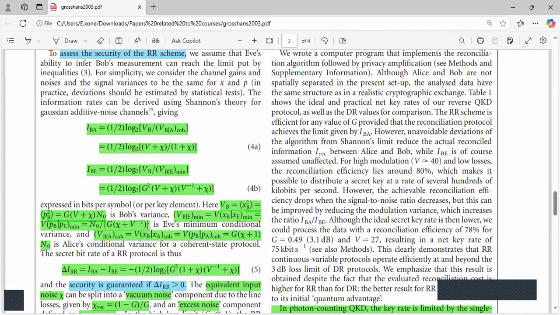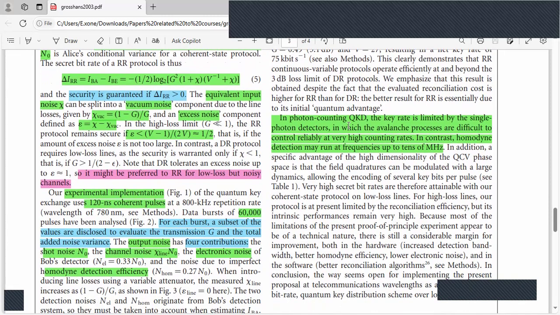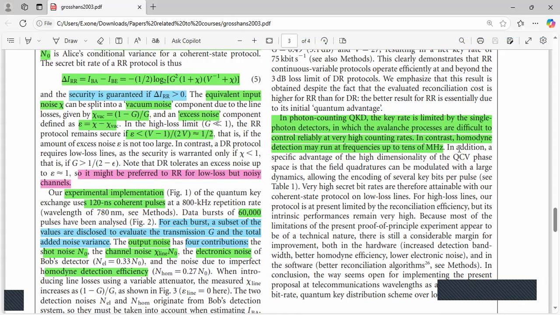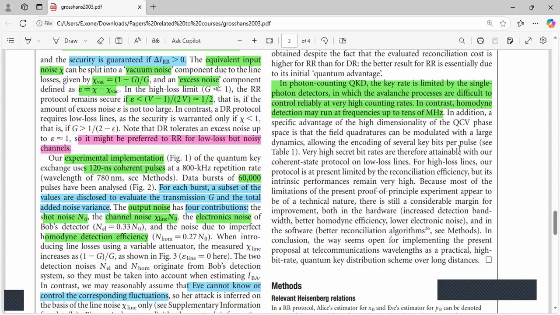So those are the optimized parameters for the optimized security level, and they have argued at the end that in photon counting QKD, the key rate is limited by the single photon detectors, in which the avalanche processes are difficult to control reliably at very high counting rates. In contrast, homodyne detection may run at frequencies up to tens of megahertz. So they are describing the advantage of the whole process over the photon counting based protocol.